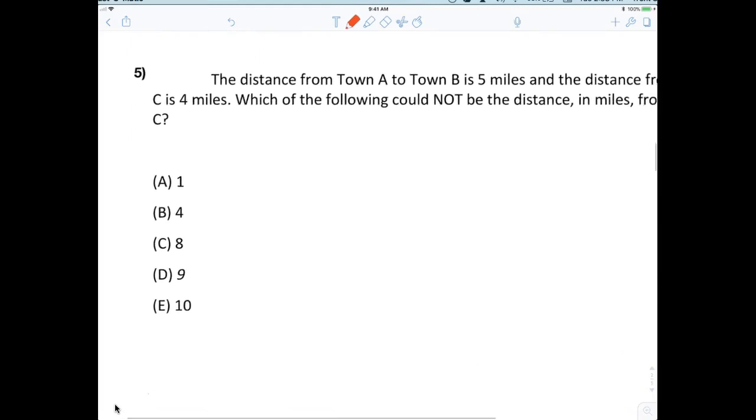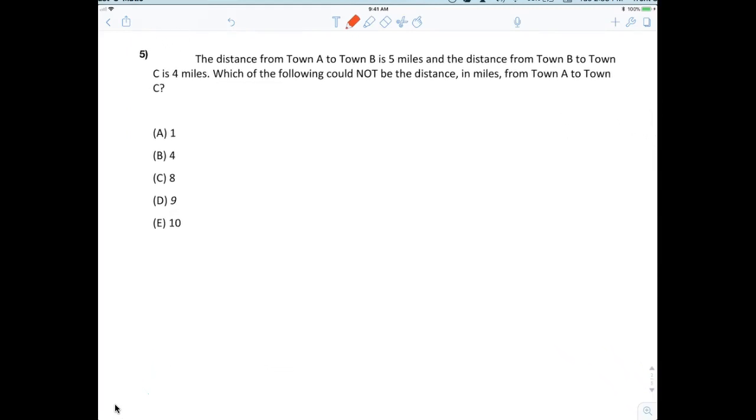Let's take a look at number 5. This is a brilliant question. Brilliant. So, Diesel, what did you get? I think I got 4. There's no 4. It's either A, B, C, D, or E. I got B. I got E. What did you get? I got A. Good job.